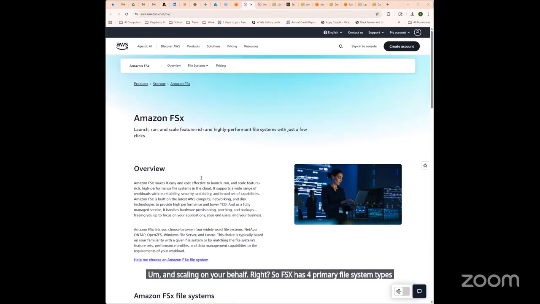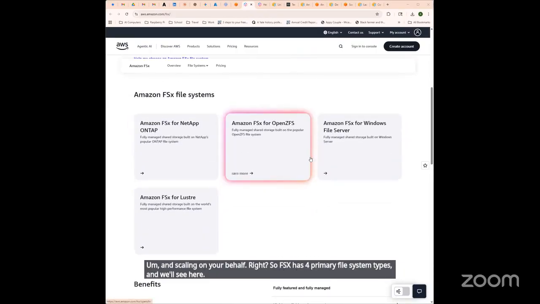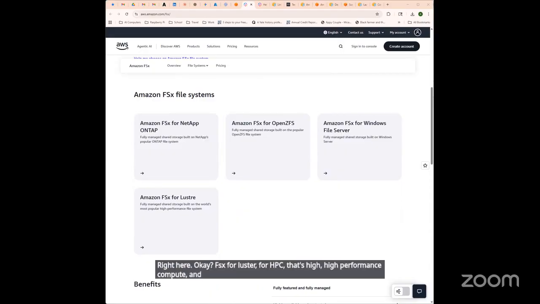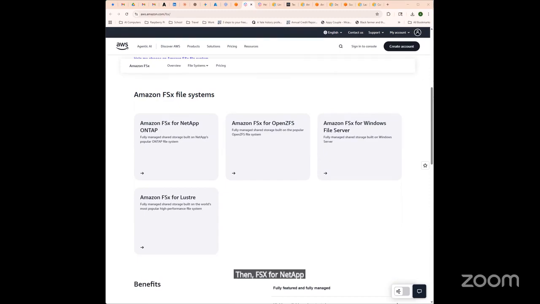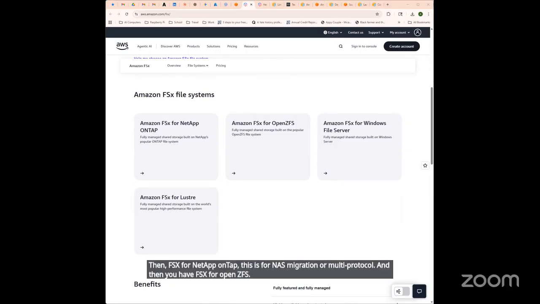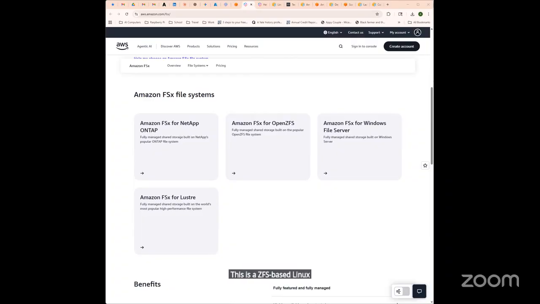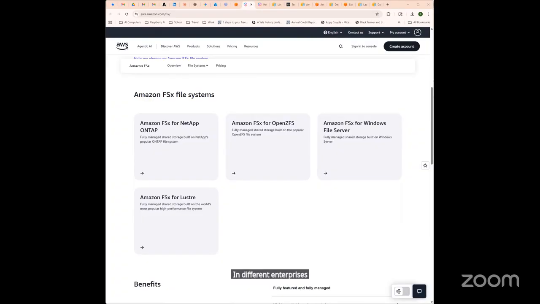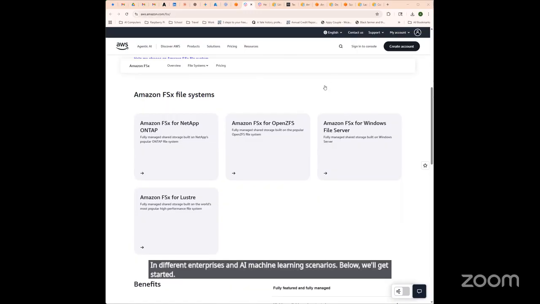We'll see here. Right here, okay? FSx for Lustre, for HPC, that's high performance compute and machine learning workloads. FSx for Windows File Server, this is for Windows native SMB shares. Then FSx for NetApp ONTAP, this is for NAS migration or multi-protocol. And then you have FSx for OpenZFS. This is for ZFS-based Linux workloads. So each of these file systems serves distinct purposes in different enterprises and AI machine learning scenarios. Below, we'll get started for each one.